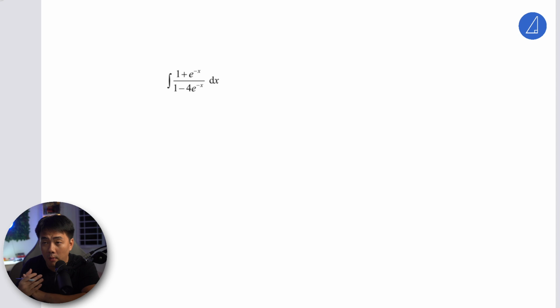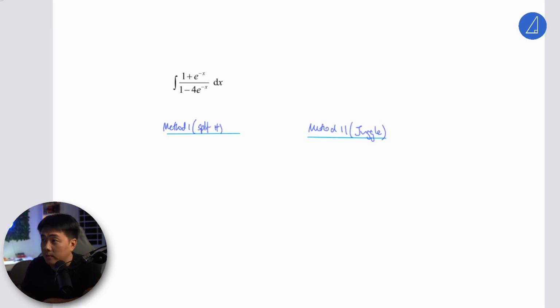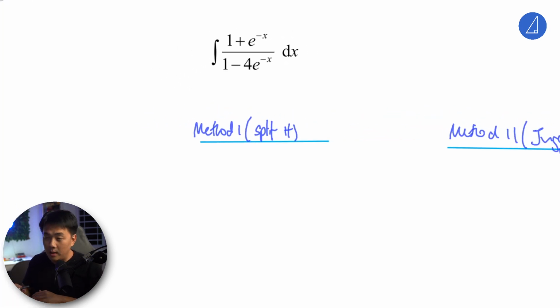Actually, there are more than one way of solving this question, but I think I'll just mainly focus on two methods of solving this. I will encourage you as a H2 Math student to explore these two methods and see how you can approach this question. So method 1 is what I will call just a normal split up, whereas method 2 is like sort of juggling it, okay? So we will see how we can use two of these.